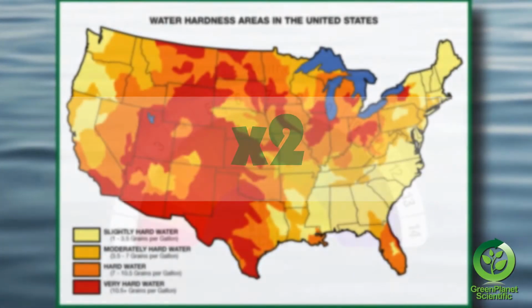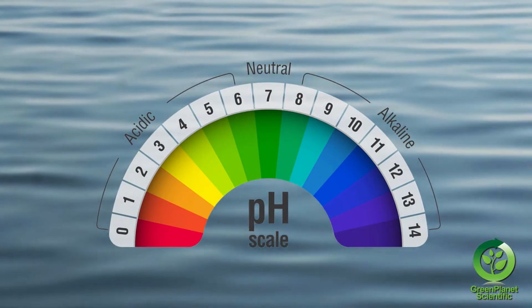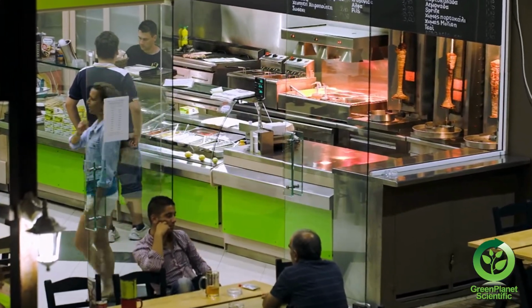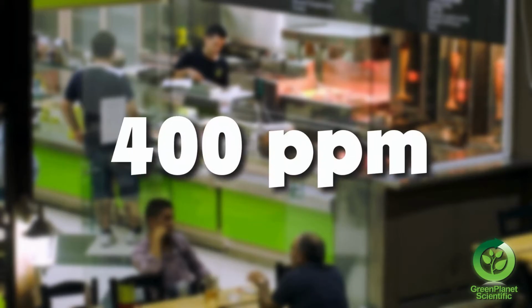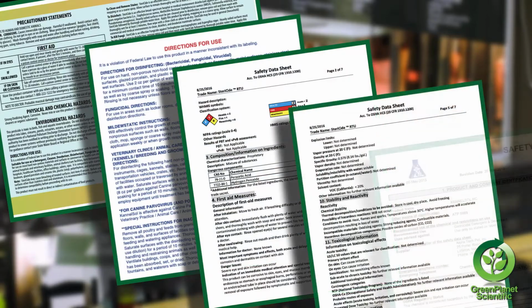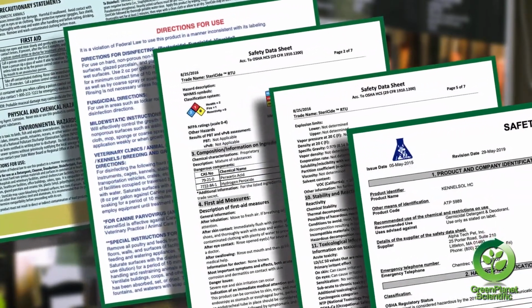In conclusion, it is important to clearly understand the pH scale and hard water efficacy and how it can affect your staff, customers, and building. Your goal being to use products that are pH neutral, as well as being effective in up to 400 parts per million of hard water. We cannot overstate the importance of reading and understanding labels and safety data sheets when evaluating products to use.